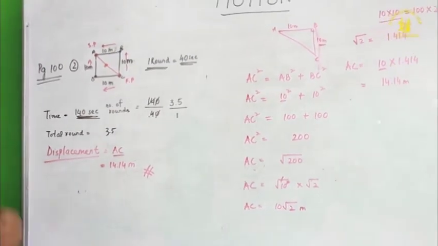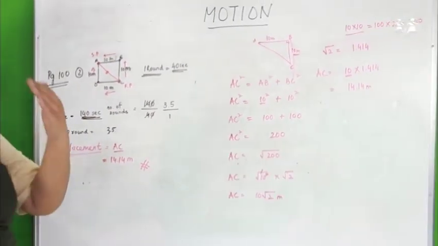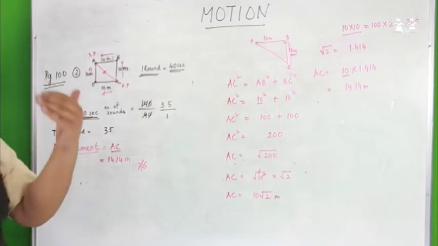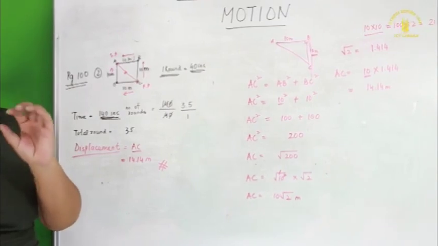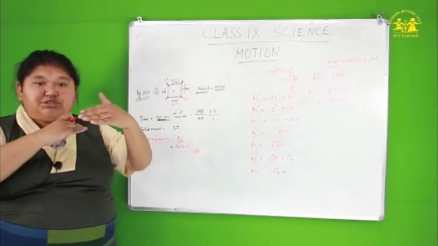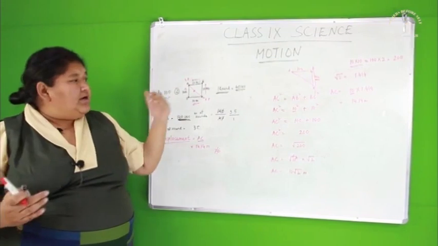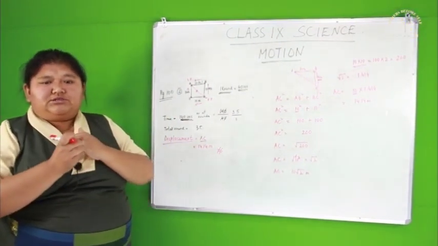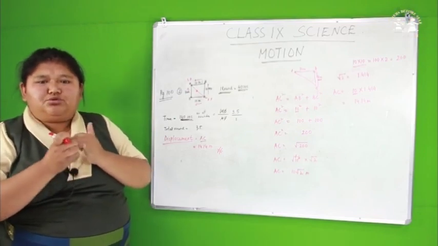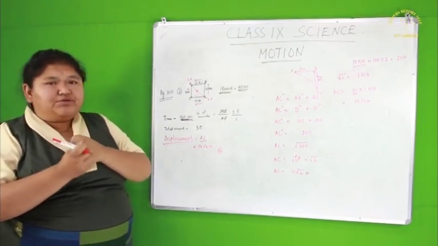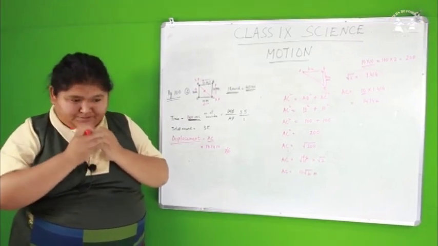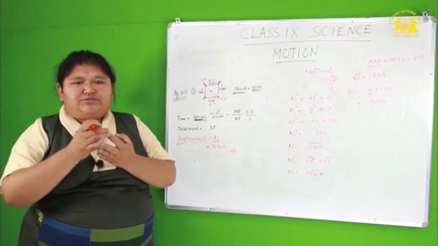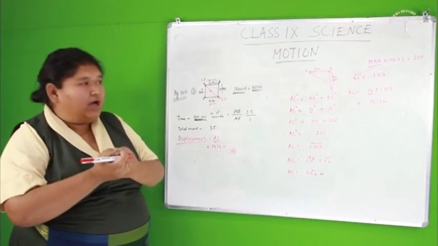Okay, now let's move to the third question. In the third question, the statement asks: which of the following is true? The options are: displacement cannot be zero, and the magnitude of the displacement is larger than the distance.